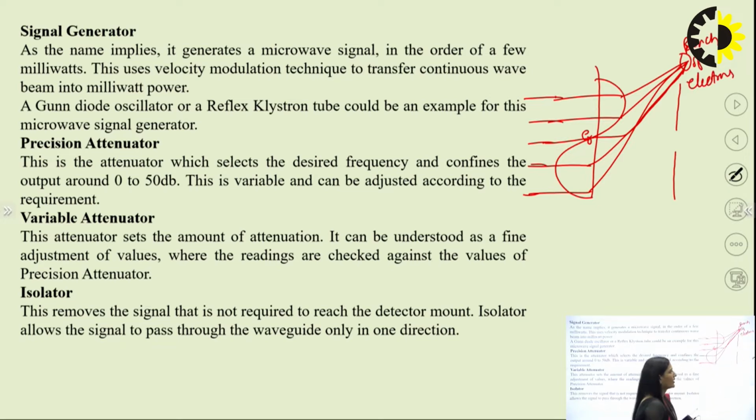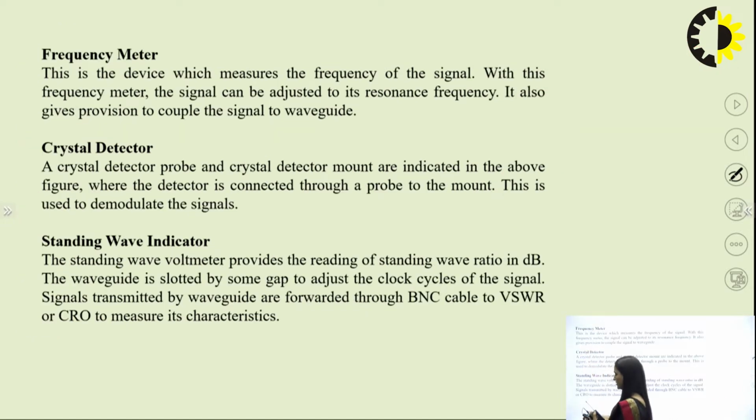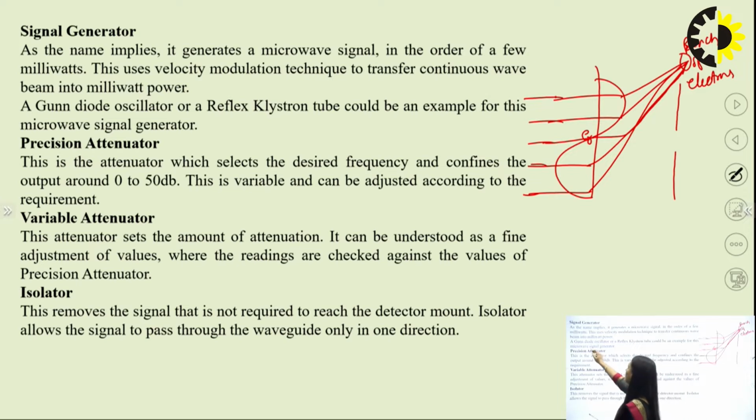Clear? So, an accelerated electron will take lower time to reach the bunch, and a retarded electron will take higher time to reach the bunch. And this signal generator can be a gun diode oscillator or a reflex klystron tube that can be used as the microwave signal generator. These two types of microwave signals we are using with the microwave test bench.